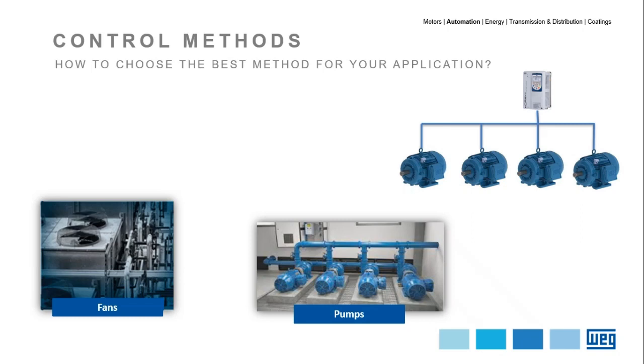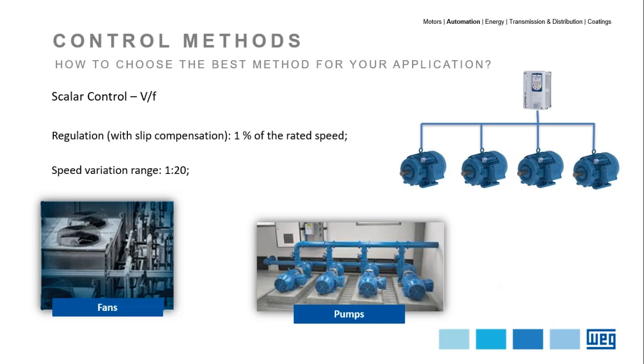For applications that do not require high dynamic performance, high speed resolution or a fast torque response, as in the case of pumps, fans and conveyors, the ideal control method is scalar control. It has a speed resolution of 1% with a speed range of 1 to 20. You can also use it for multiple motors with one inverter only, but keep in mind that each motor must be protected individually, and the motor rated current must be less than the inverter rated current.